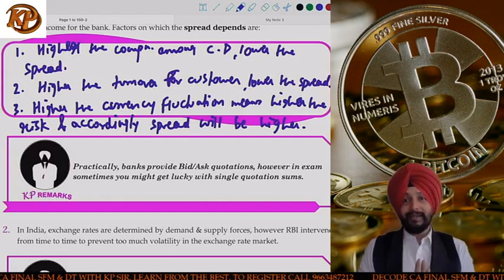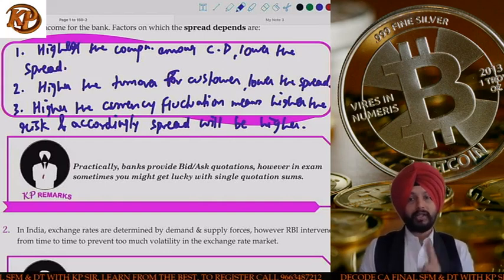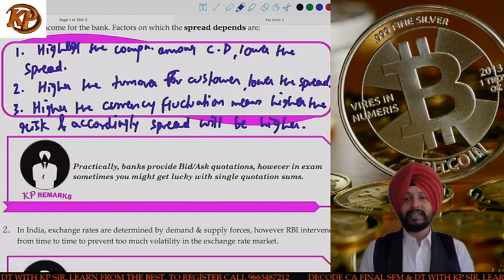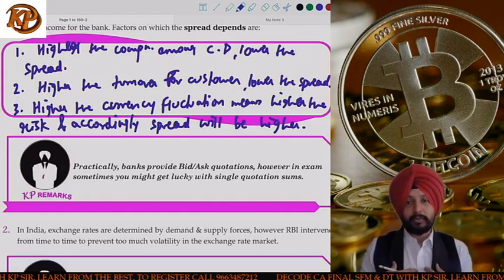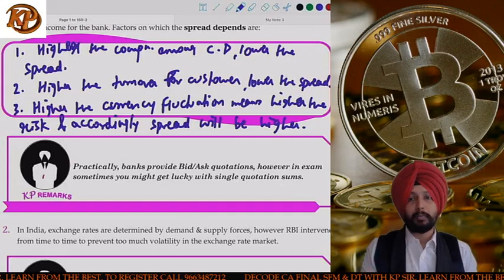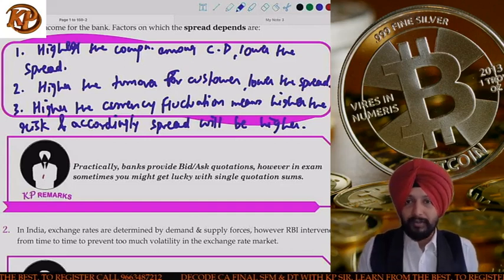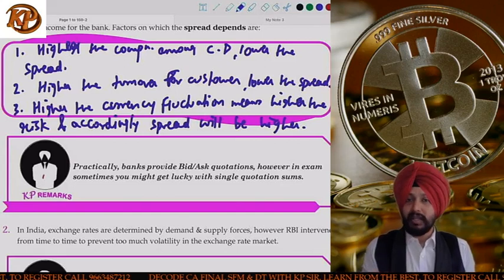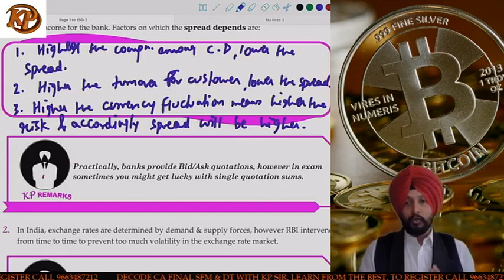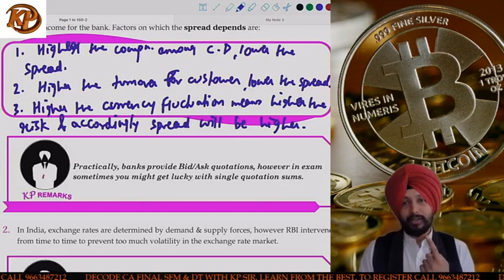So practically, whenever you go to the bank, you will get 2 quotations. One is the bid rate, one is the ask rate. Ask rate is the rate at which the customer can buy, bid rate is the rate at which the customer can sell. Practically, 2 rates will always be given to you, but in the exam sometimes you might get lucky and be provided with only a single quotation.